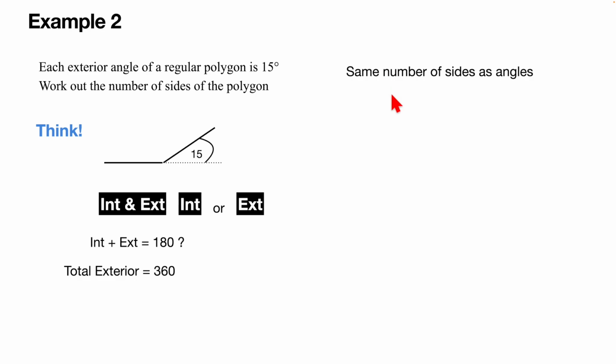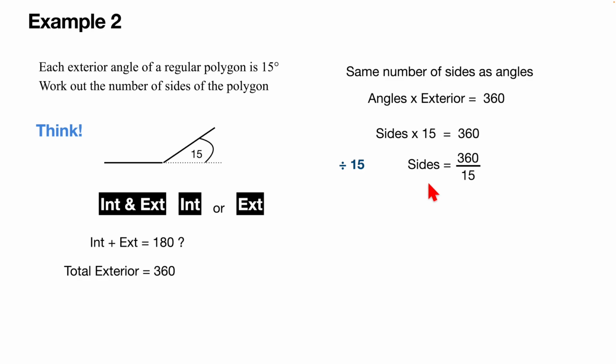So if we know that, then angles times exterior equals 360. The number of angles times each exterior angle is the total of the exterior angles, which equals 360. So the sides times 15 in this case, because that's our polygon's exterior angle, equals 360. Let's divide by 15. So the sides equals 360 divided by 15 equals 24.